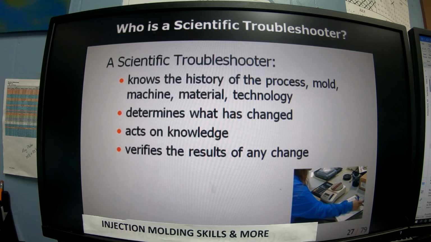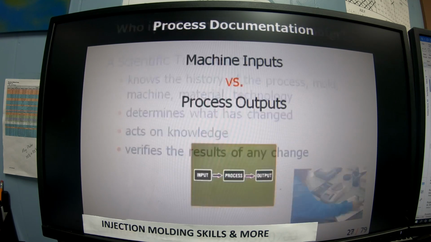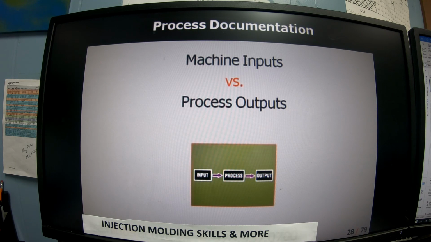Let's talk about how a scientific troubleshooter acts. The scientific troubleshooter will know the history of the process, mold, machine, material, and technology, determine what's changed, will act on knowledge, and will verify the results of any change. A scientific troubleshooter relies on process documentation.